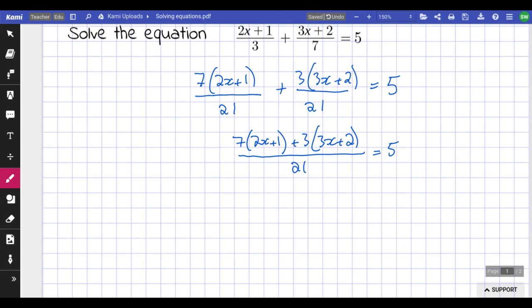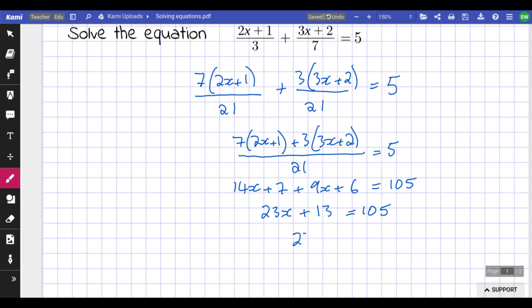Now we can multiply both sides by 21, and at the same time I'm going to expand out the brackets on that numerator. So the numerator becomes 14x plus 7 plus 9x plus 6, and the right hand side of the equation is 5 lots of 21, which is 105. Now we want to simplify the left hand side of the equation. 14 plus 9 gives us 23x plus the 7 and the 6 add together to create 13. All of that's still equal to 105.